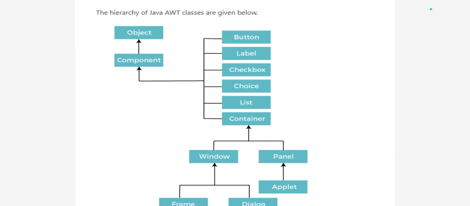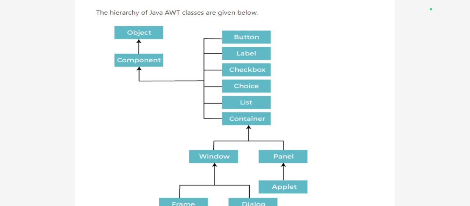Now in this figure, the hierarchy of the Java AWT classes is given below. The main class of this hierarchy is Object. In Java programming, Object is the main class and it has multiple descendant classes. The Object's descendant class is the Component class, and the Component has multiple descendant classes shown in this figure. The first one is button, then label, then checkbox, then choice, then list, and container. These are the different classes.